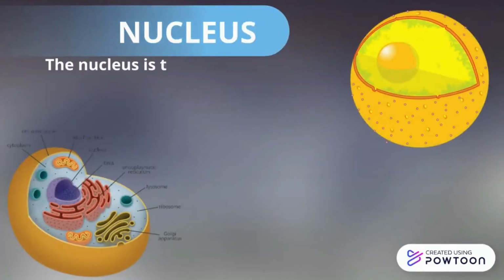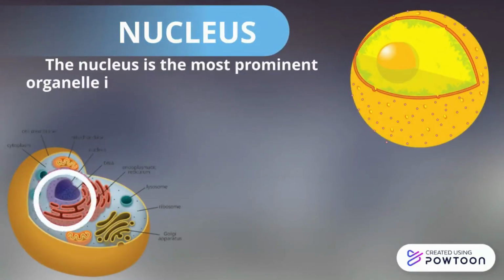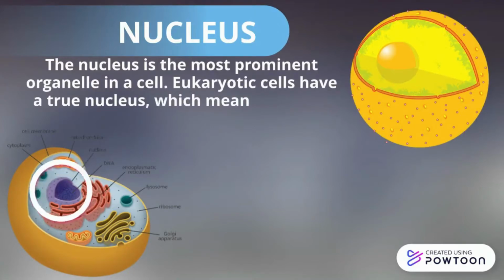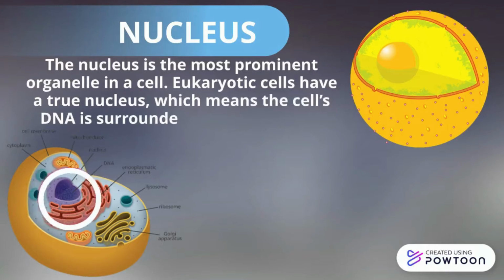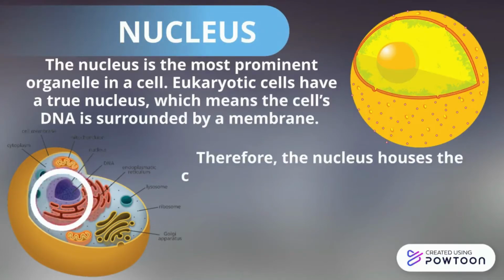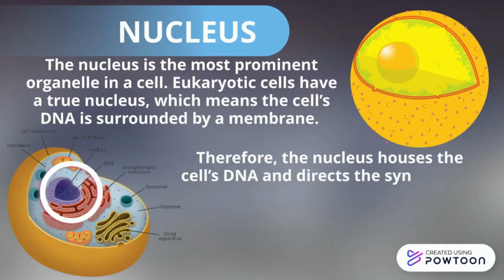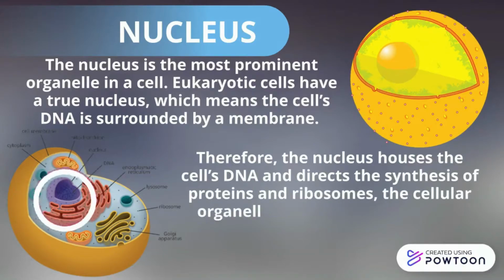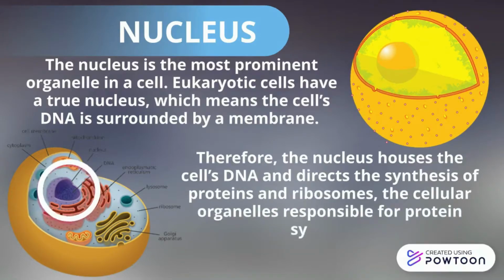The nucleus is the most prominent organelle in a cell. Eukaryotic cells have a true nucleus, which means that the cell's DNA is surrounded by a membrane. Therefore, the nucleus houses the cell's DNA and directs the synthesis of proteins and ribosomes, the cellular organelles responsible for protein synthesis.